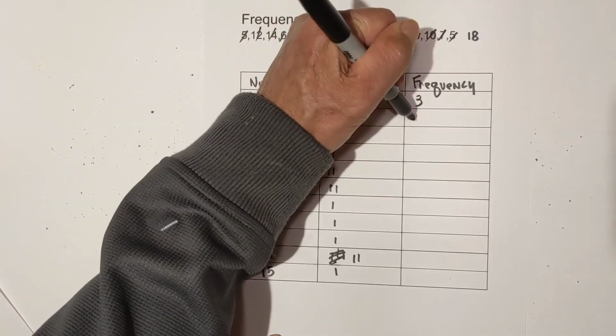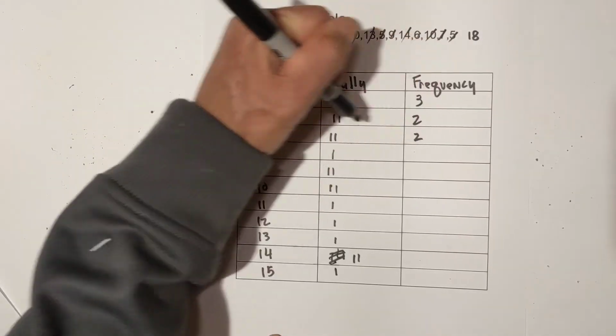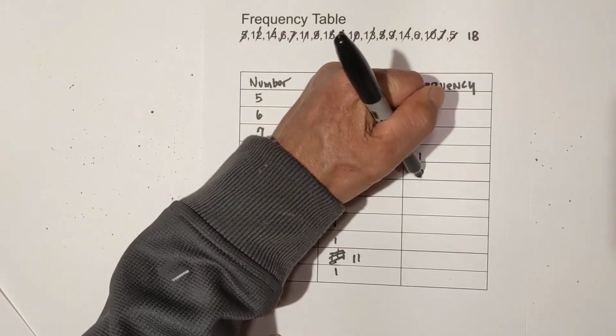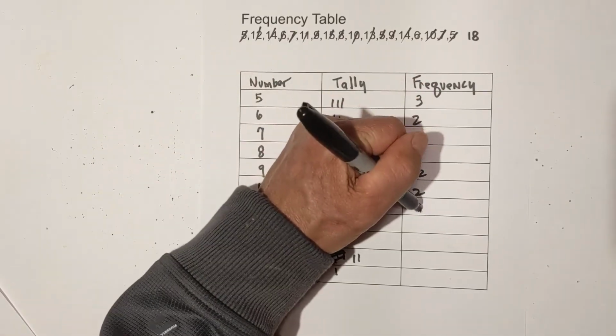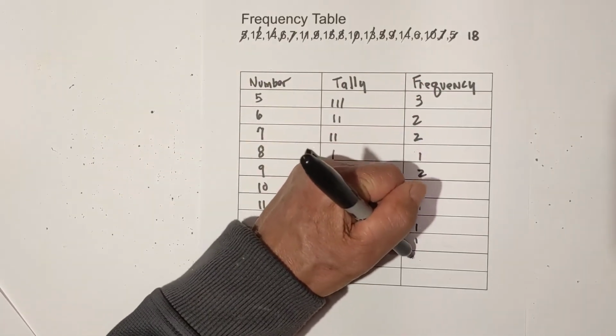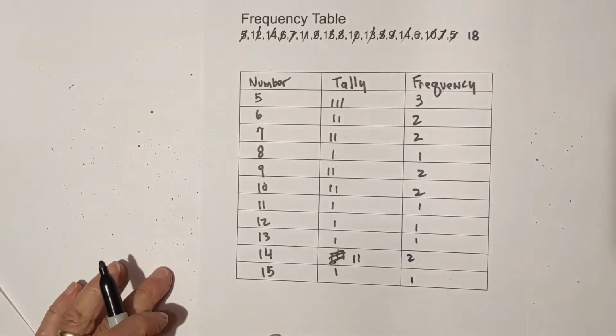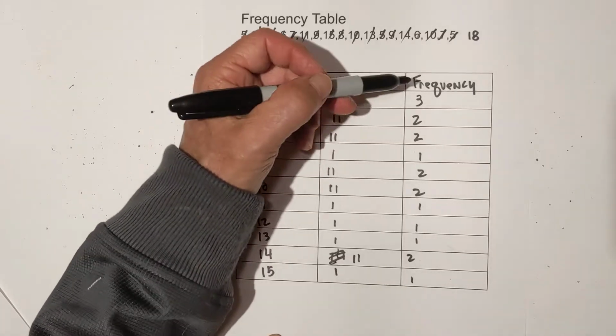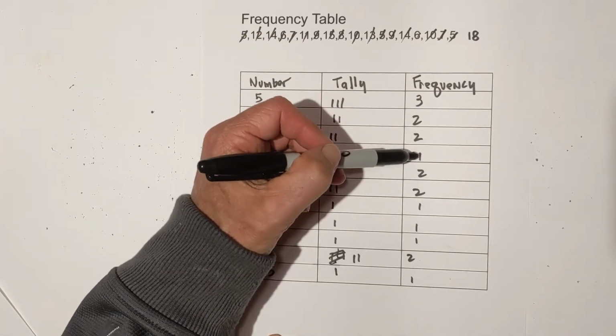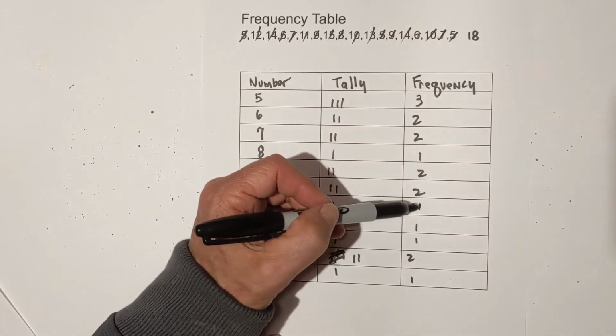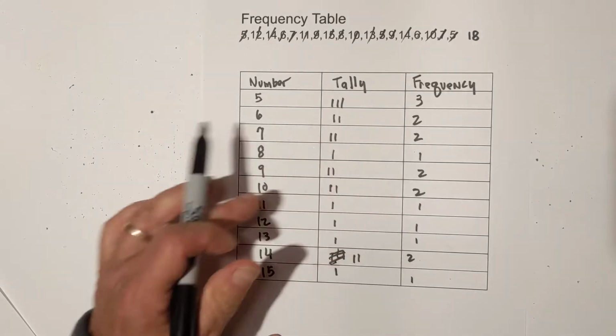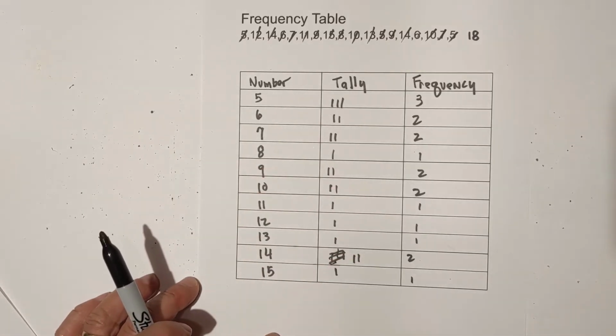So we have a 3, 2, 2, 1, 2, 2, 1, 1, 1, 2, 1. Okay, and if we've done it correctly and we have everything tallied up correctly, it should equal 18. There's 5, 7, 8, 10, 12, 13, 14, 15, 16, 17, 18. So it looks like our frequency is correct.